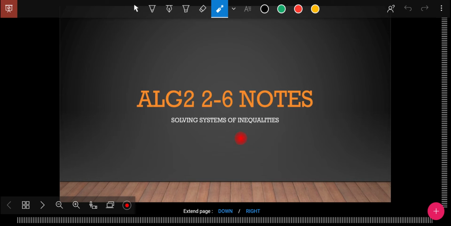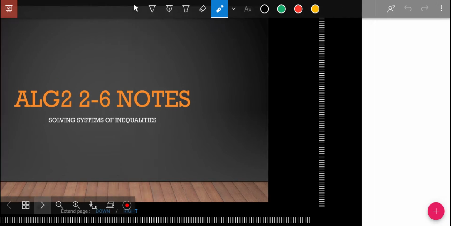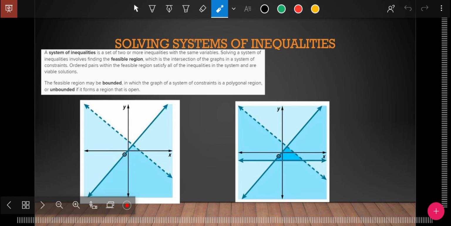For solving systems of inequalities, because they're going to have shaded regions, just graphing is going to apply to us here. All of this information kind of explains it. I'll let it sit on your screen here as I review some of the keys to graphing inequalities.